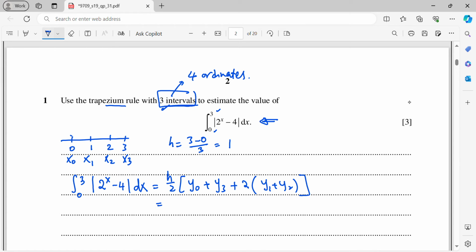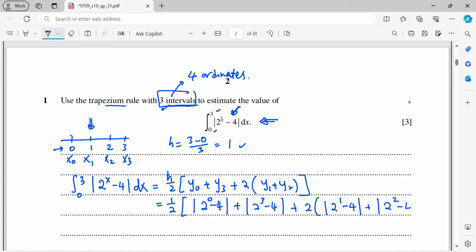Now since our h is 1, therefore you are getting a half. Then y0 is basically the y value when x is x0, so it will be modulus of 2 to the power 0 minus 4, because x0 is when x is 0. Then plus y3, which is 2 to the power 3 minus 4, and plus double of the rest, that will be 2 to the power 1 minus 4 because x1 corresponds to 1, then plus modulus of 2 to the power 2 minus 4.